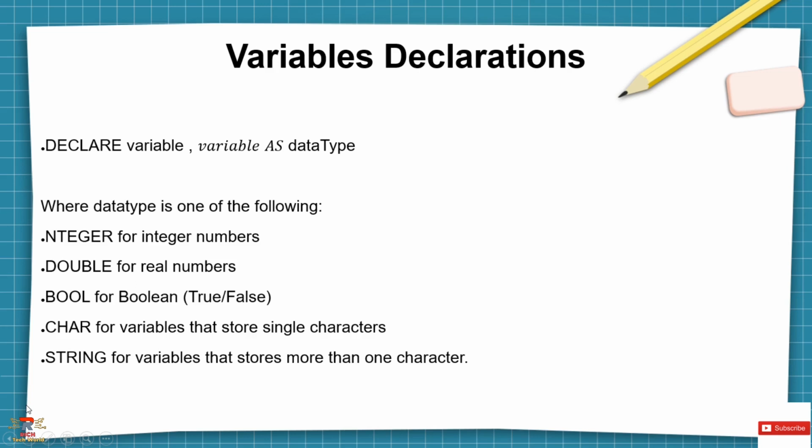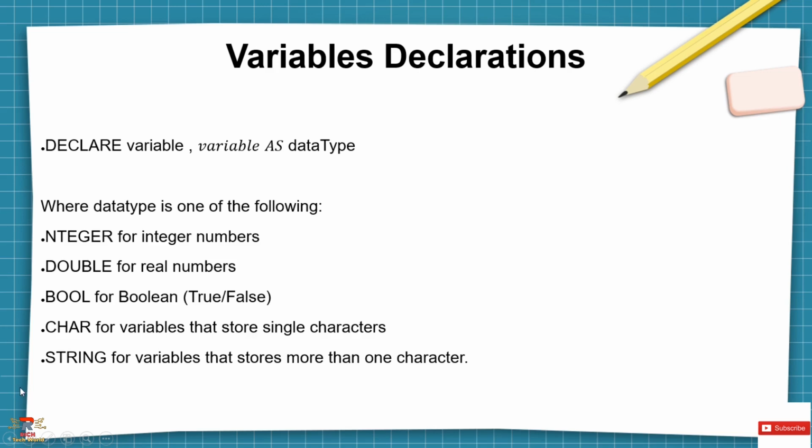So let's see. You have to write declare variable. In structured programming, if you want to declare a variable, you first write declare. Then you bring the variable name. Then you bring as. Then the last thing is the data type.